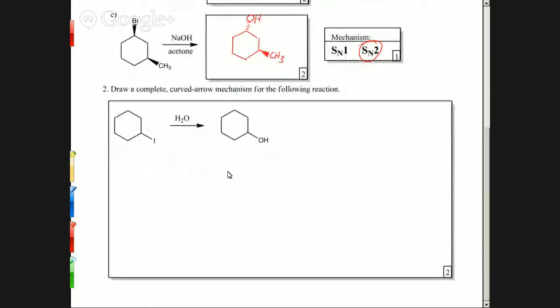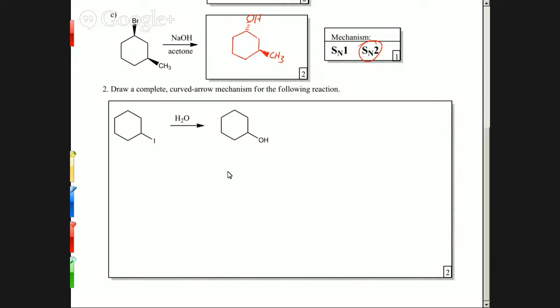Okay. And then a complete mechanism for this reaction. To do that, we have to first figure out what the reaction is going to be, if it's going to be SN1 or SN2, because those are drawn in two different ways. So how did you decide for this one? You didn't have to, but I'll be able to tell based on your mechanism.